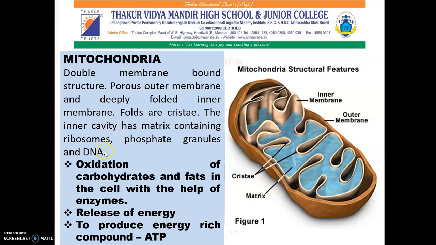Let us see functions of mitochondria. Oxidation of carbohydrates and fats in the cell takes place with the help of enzyme. It also helps in the release of energy and it produces energy-rich compound, that is adenosine triphosphate, ATP.